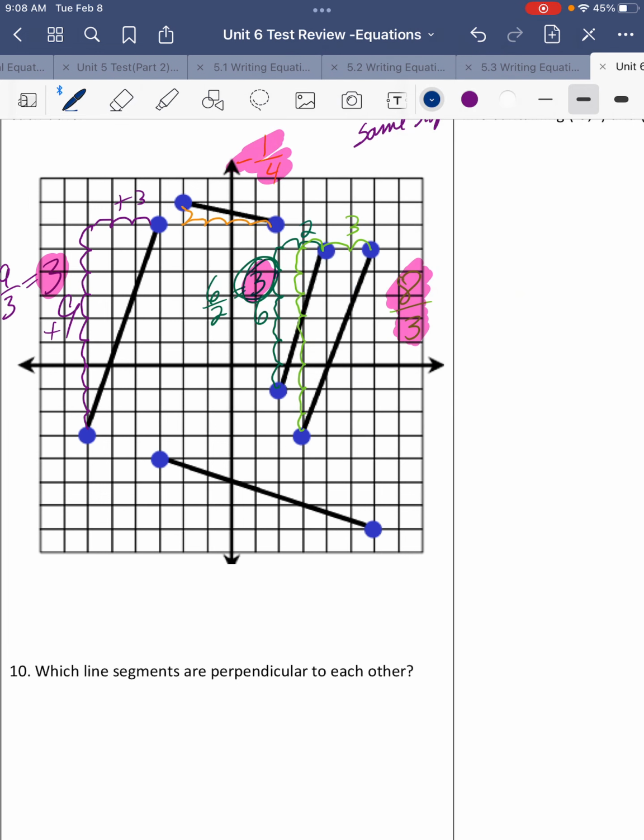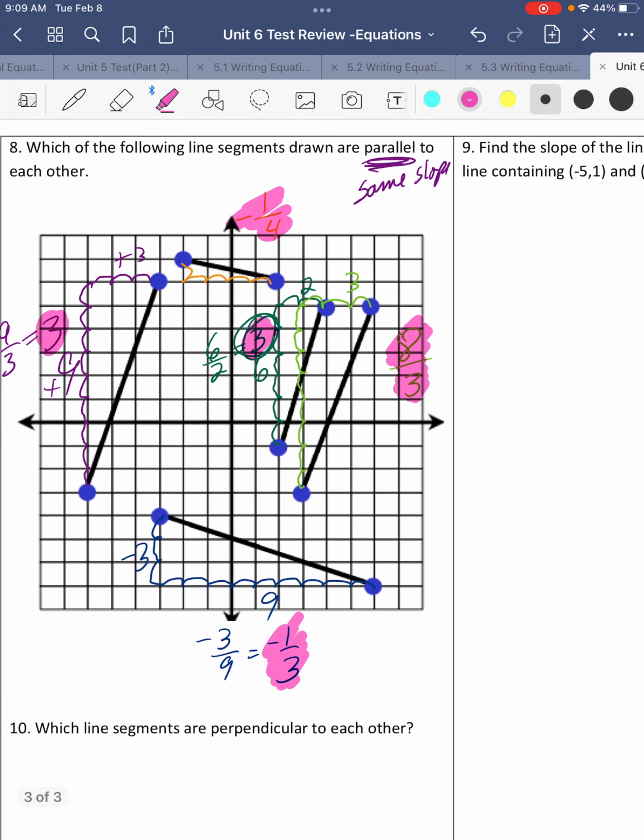One more line. I'm going to start on this bottom one. I always start on the left side. So I go down 1, 2, 3. So negative 3. And right 1, 2, 3, 4, 5, 6, 7, 8, 9. So negative 3 over 9, which reduces down to negative 1/3. So there's our last slope.